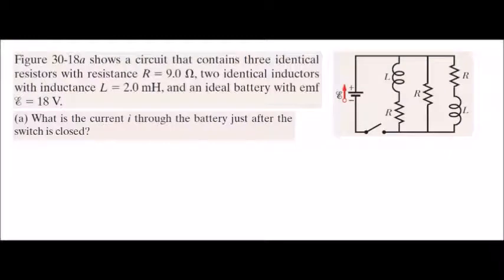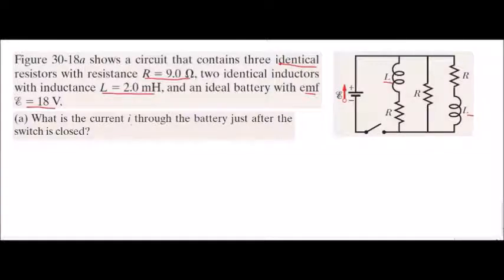Then this is a sample problem on inductor circuits, and here we have in the figure a complex inductor circuit. So this is not a simple RL circuit, that's a complex one. In this figure, we have a circuit that contains 3 identical resistors. So the resistors are the same here, R equal 9 ohm, and 2 identical inductors. So we have the inductance L equal 2 millihenry, and we have an ideal battery of EMF 18 volt.